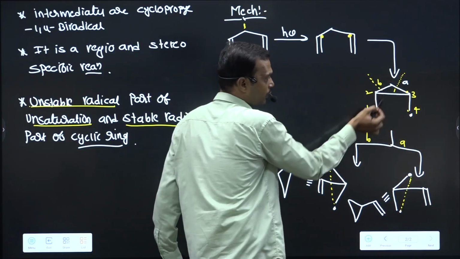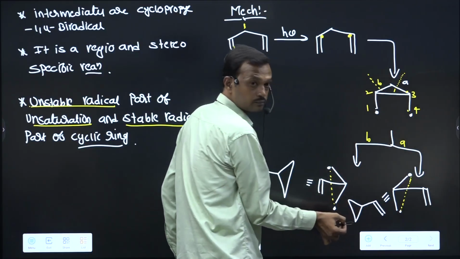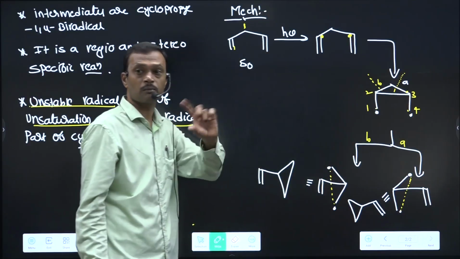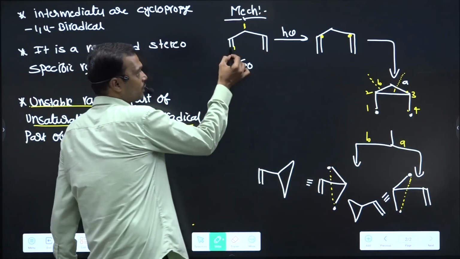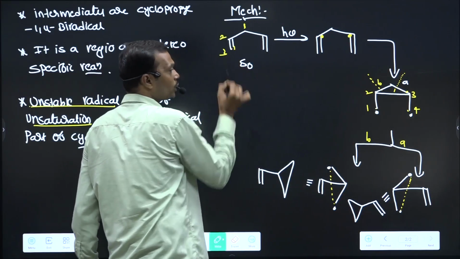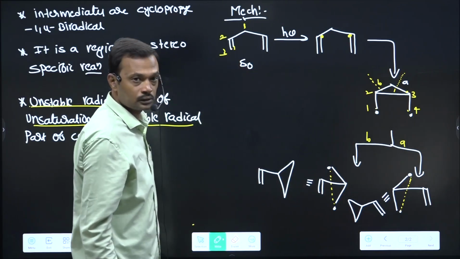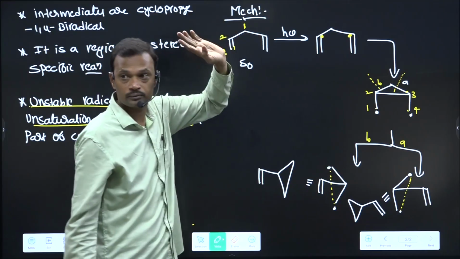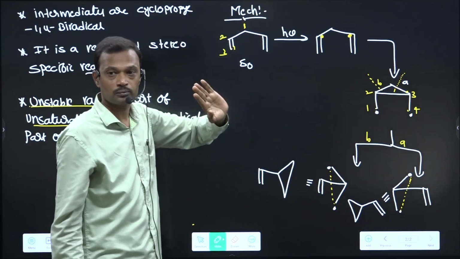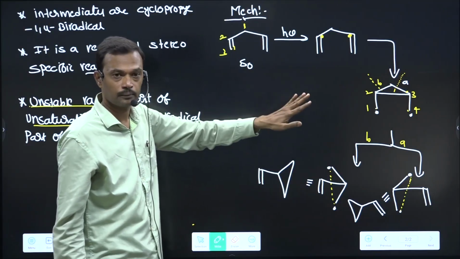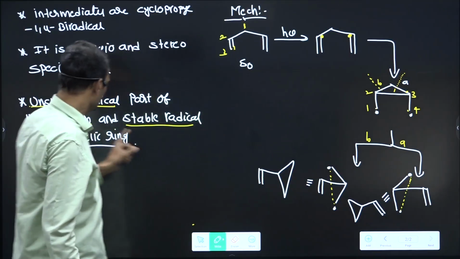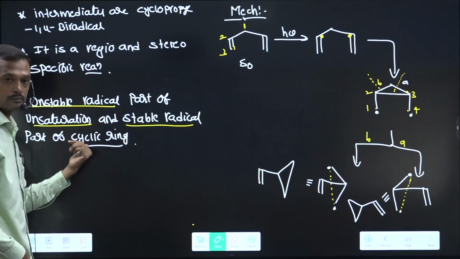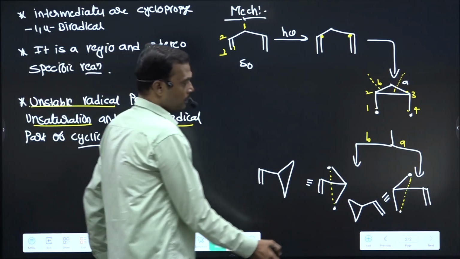Stable radical part of ring. So this is part of ring. This and this join together. So always remember whichever is stable, that becomes 1, 2, 3. Join 1 and 3. Join 1 and 3, 2 connected to inner carbon. Whichever is unstable, that is double bond. Clear? Unstable radical is part of the unsaturation and stable radical is cyclic ring carbon. It is stable.